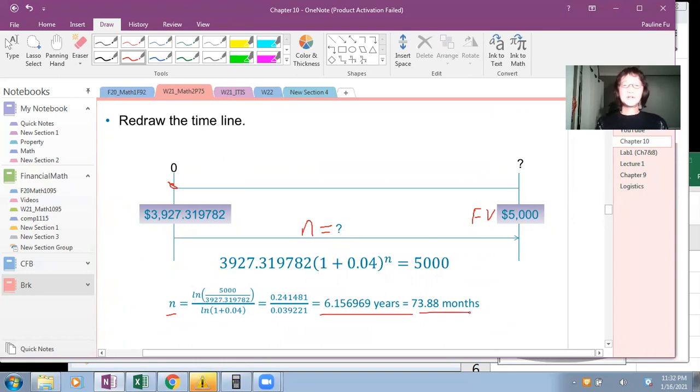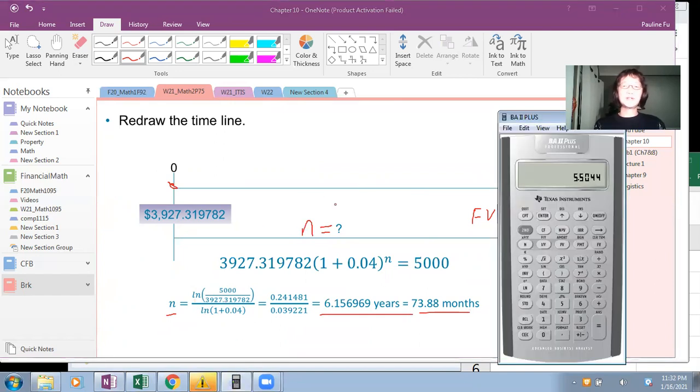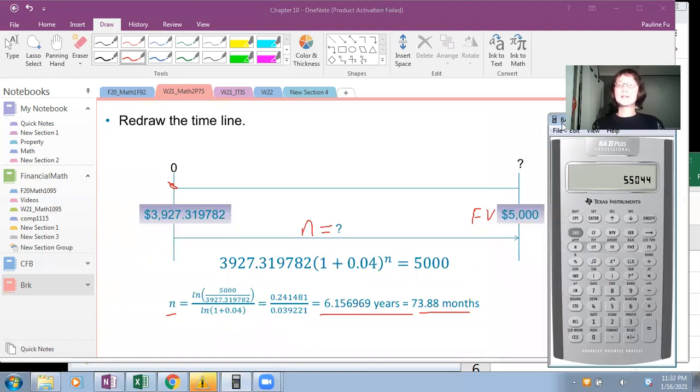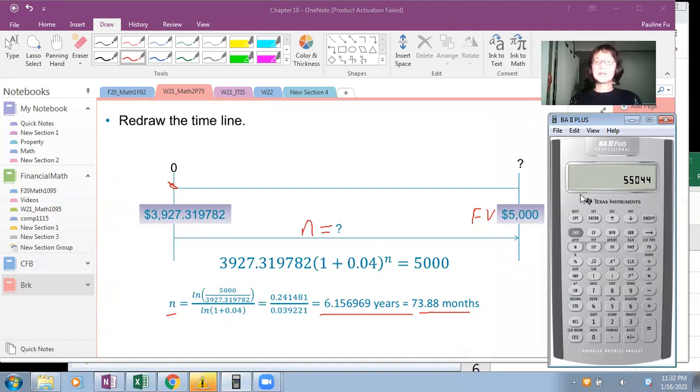Now I want to show you the calculator method. For this question, if you know the present value and future value, how do you use the calculator? I'm going to press second quit. First, interest is compounded annually, so set PY equal to 1, CY equal to 1. So second, PY 1, enter. Down arrow key, CY is 1.